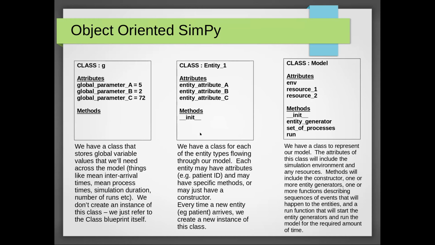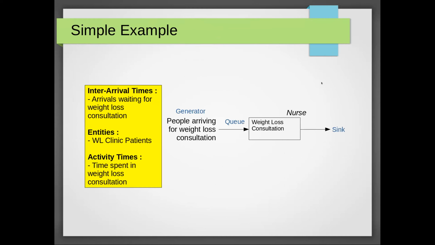And then we've got a class for each of our entities, so a class per entity, which will probably, as I say, mostly just be one type of entity for the stuff you're doing. And then we have a class representing our model. Okay, so let's go back to see how this will work.